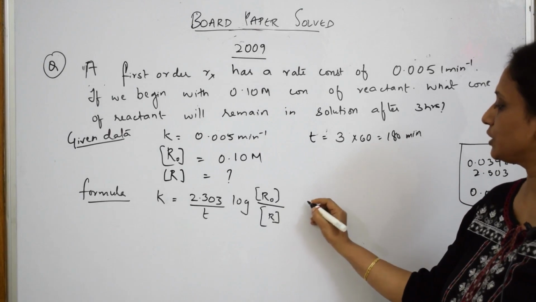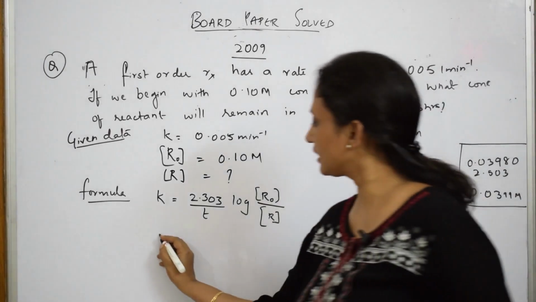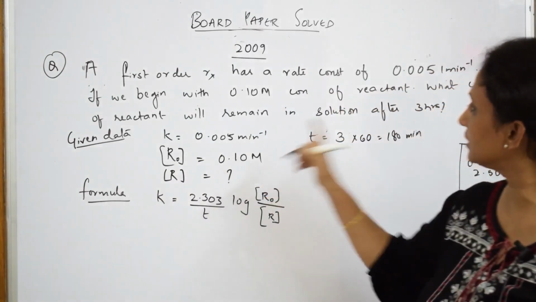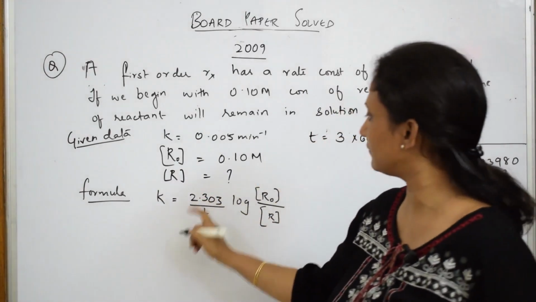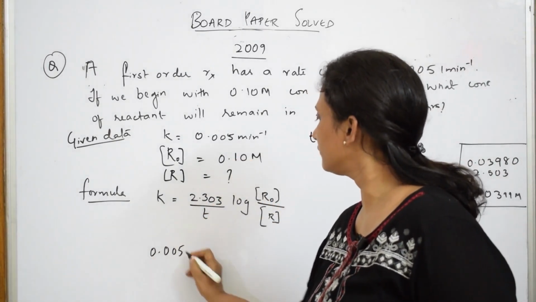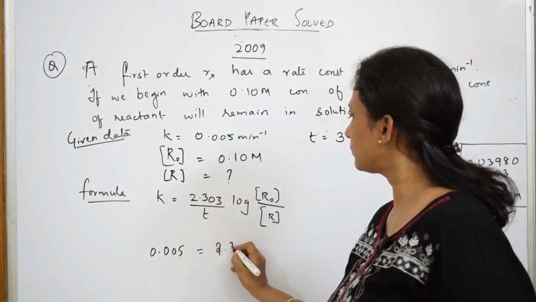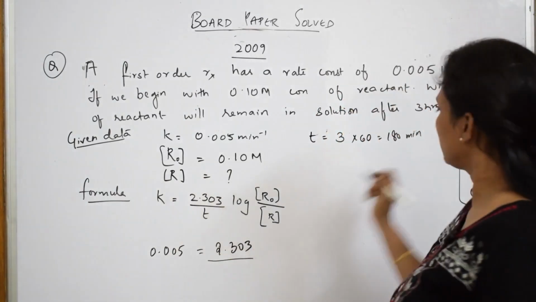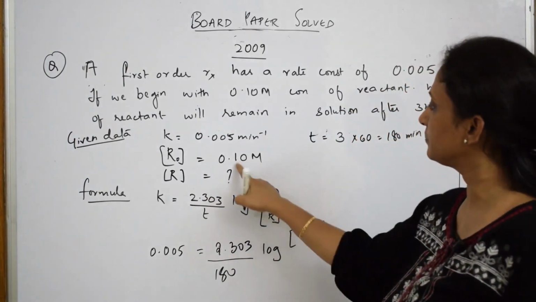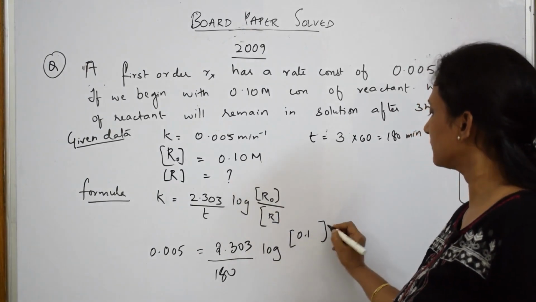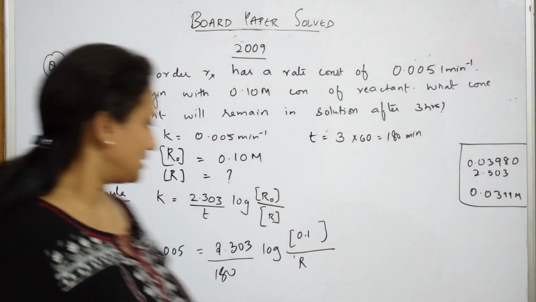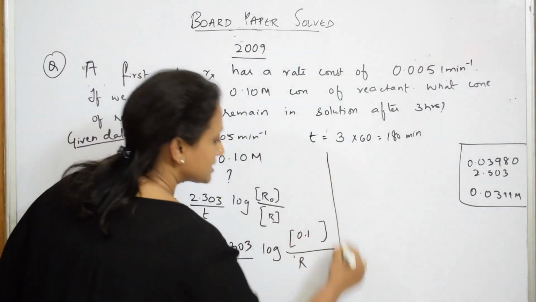Now start applying in this formula. When you apply this, you get K is equal to 2.303 by t log R naught by R. K value is already given. I have to find out your R value, isn't it? So how much is K given? 0.05 minute inverse is equal to 2.303 by the time given, 180 minutes, into log R naught. How much is R naught given? 0.1 molar, divided by R. I have to find this R. So to find this R, I have written this formula. Let us see how I can simplify this.